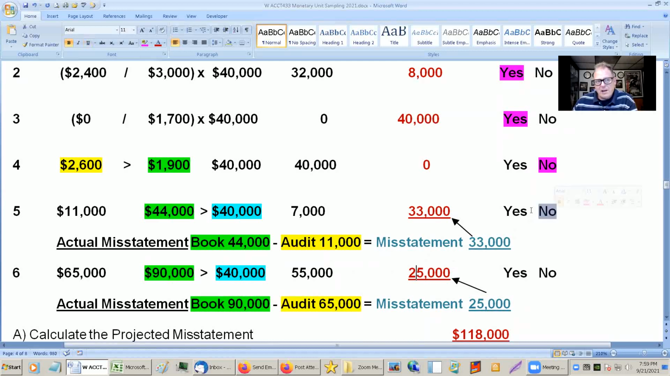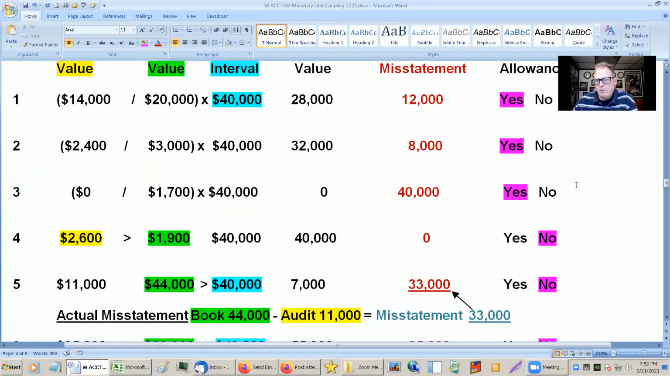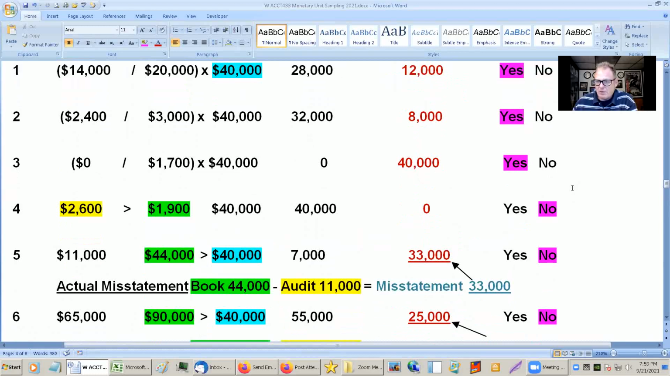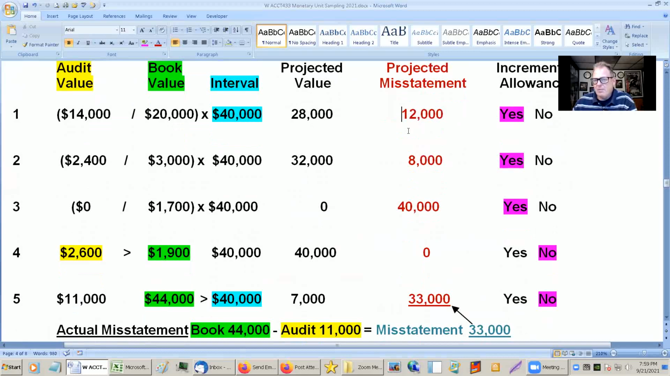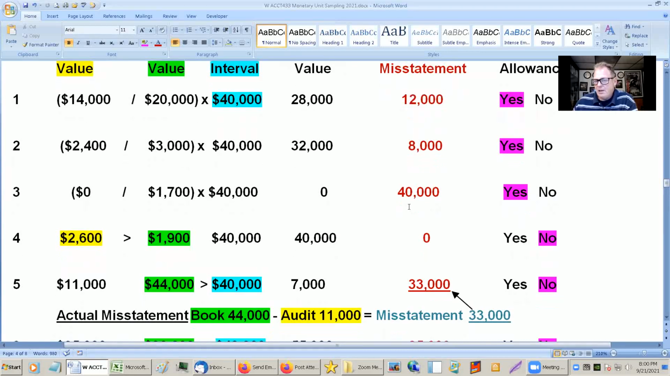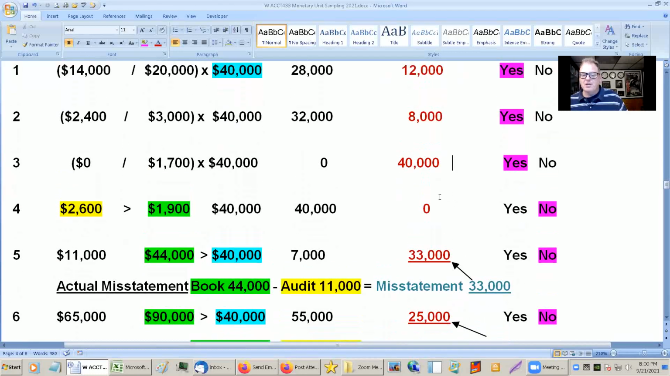So these are also not included in incremental. Why? Because they couldn't get any worse. And we'll talk about this incremental allowance. I know it doesn't make any sense right now because we haven't done the calculations for it. But basically what we're going to do, just to give you a heads up, is take these items that are misstated and say, okay, the larger the misstatement, the bigger the problem, and they multiply them out. There's a whole bunch of formulas that go along with it. But the incremental allowance is basically those things that could be worse.